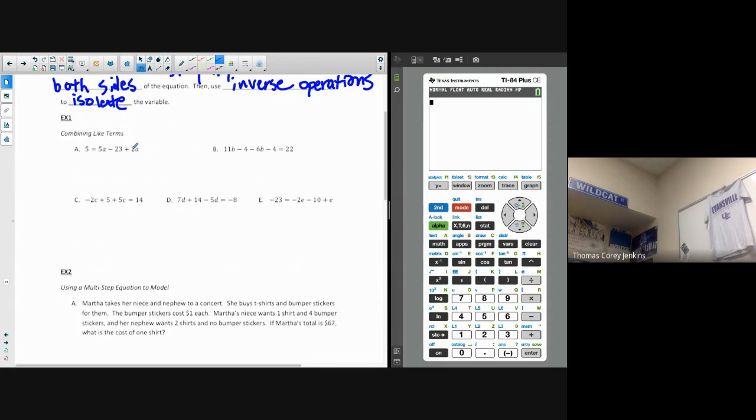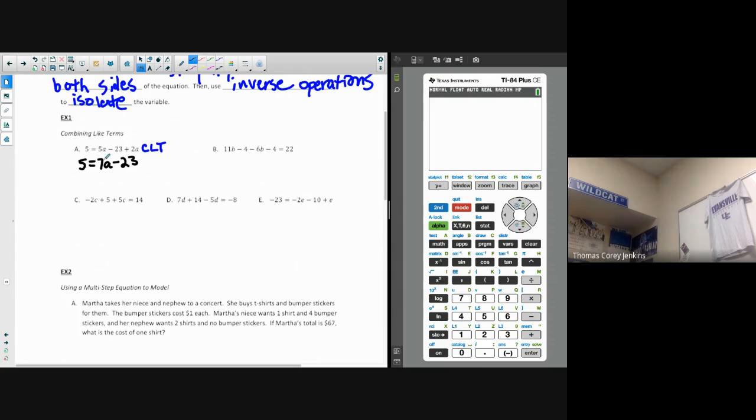So what I need to do to simplify it is I need to CLT, which means combine like terms. Okay, so I'm not doing anything to both sides here. I'm just simplifying the right side. So I'm just rewriting this as 5 equals, 5a plus 2a is 7a, so 7a minus 23. At this point, this is just a two-step equation. So I am going to subtract 23 from both sides.